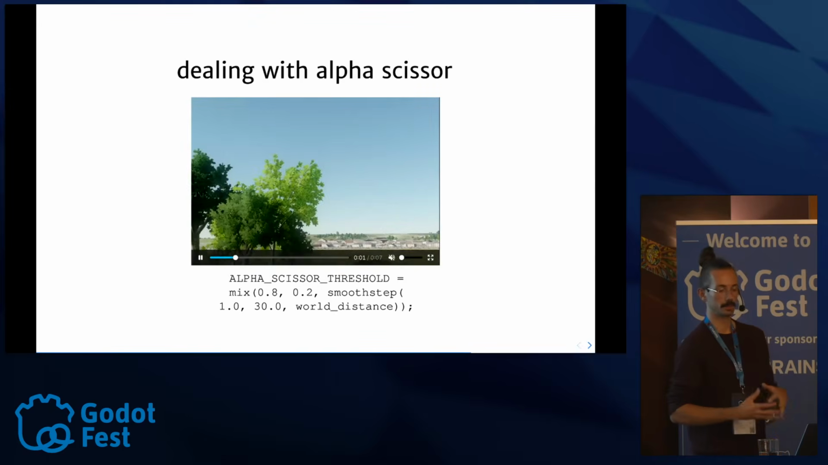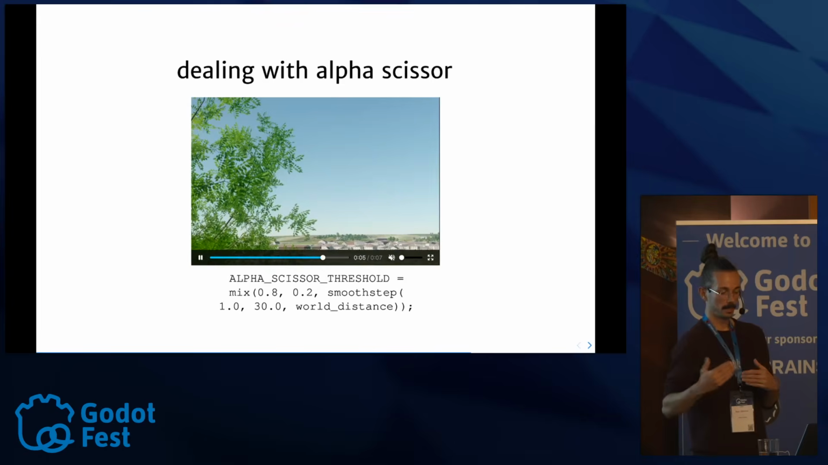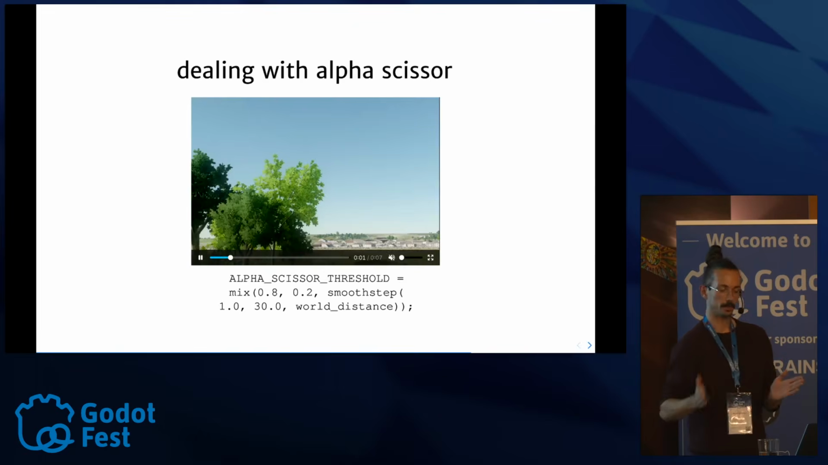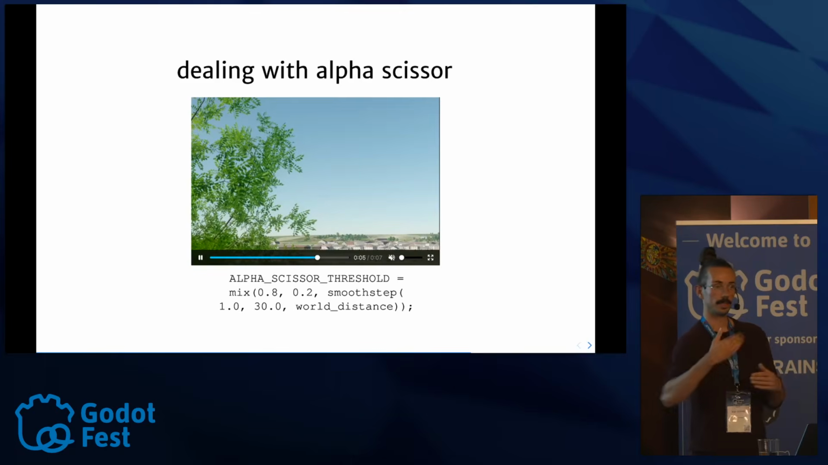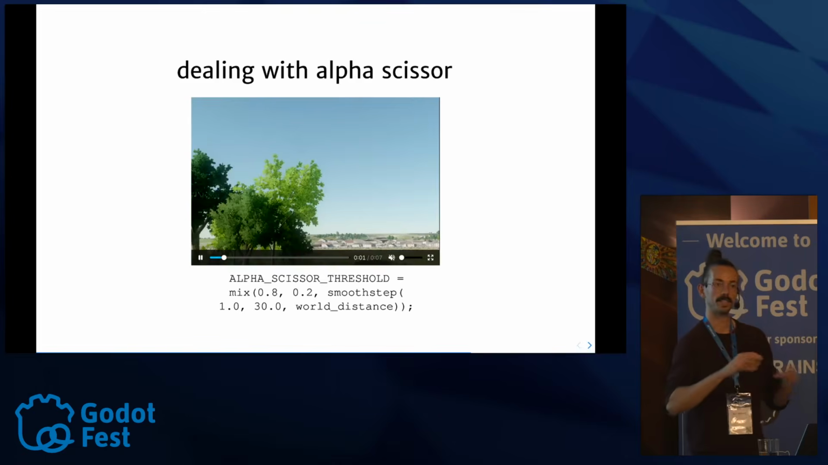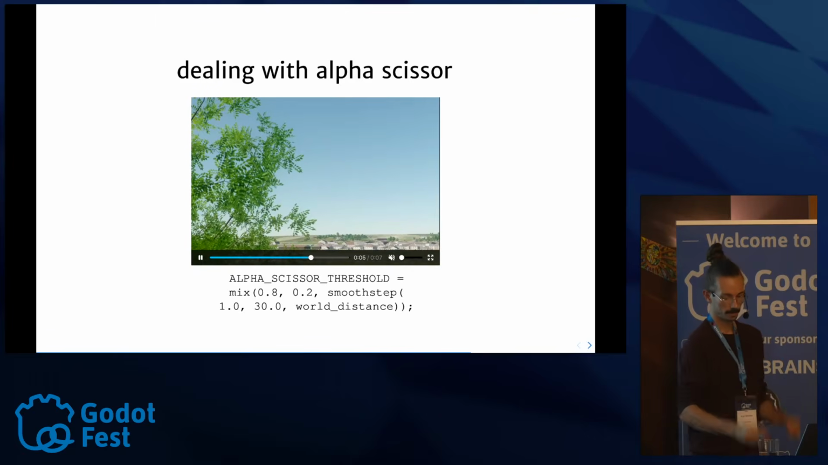So again, what we do is we vary it based on the distance. So we mix between 0.8 and 0.2, depending on how far we are away from the plant. That way, in the distance, we get something that's covering the pixels a lot. It looks dense, but up close you get some detail.